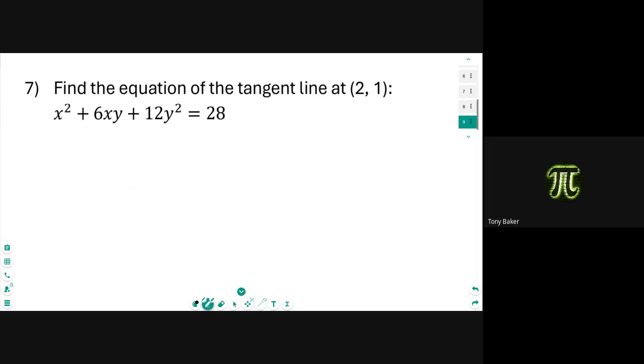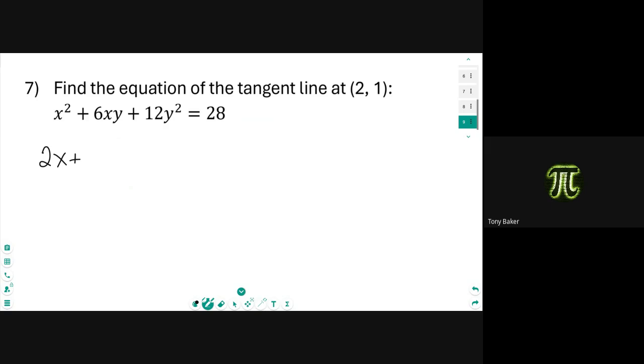All right. What about this one? Yeah, this is implicit differentiation. So when we do it, we have to make sure that if you do the derivative of y, you put the y prime. And then we have to solve for the y prime. So what's the derivative of x squared? What's the derivative of 6xy?